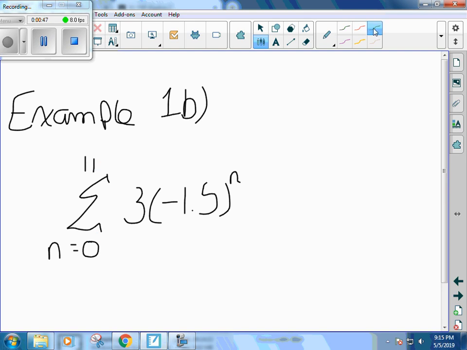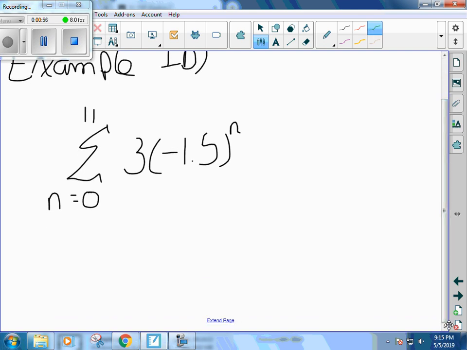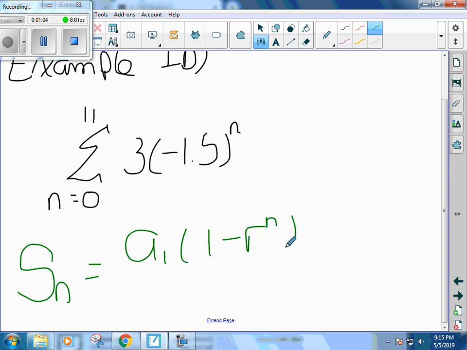All right, in the previous video, example 1a, we went over the basic equation for the sum of a geometric series. It was S_n equals first term times 1 minus the ratio to the n power, all over 1 minus the ratio. What I need to find right now is what that first term is going to be. So let's do it here.